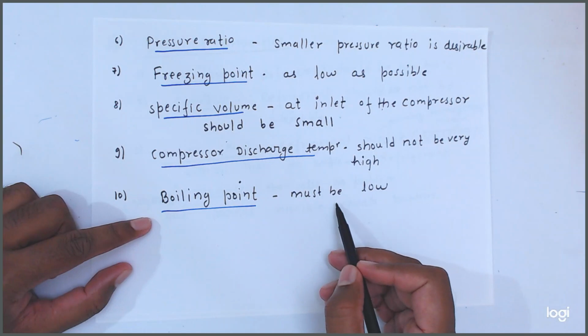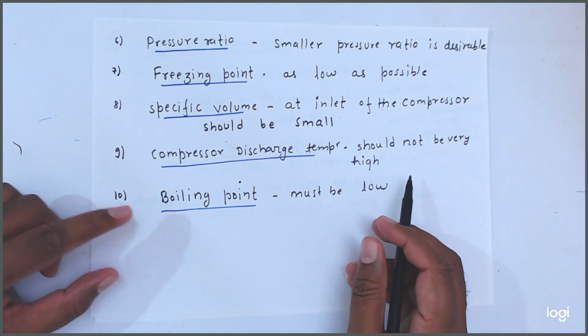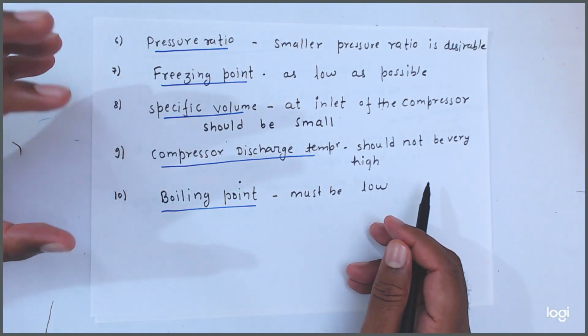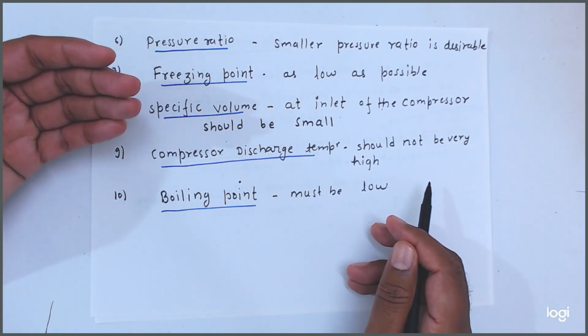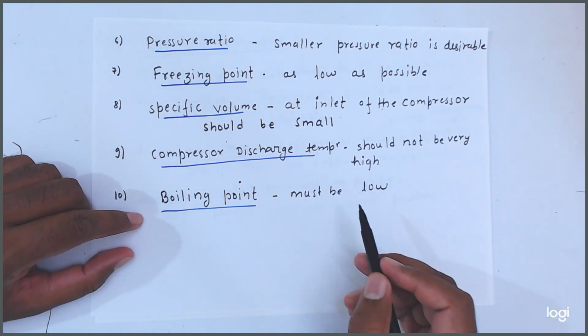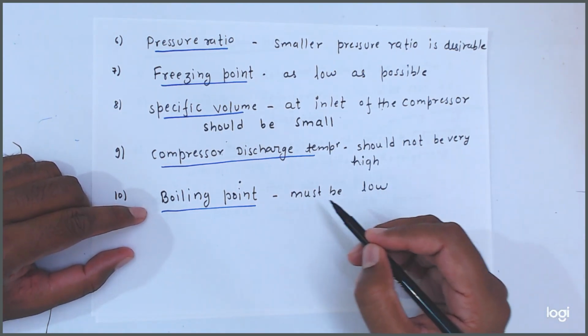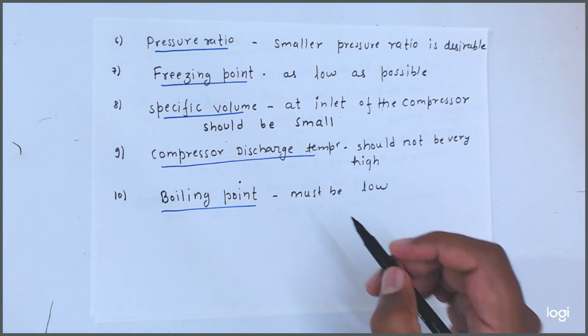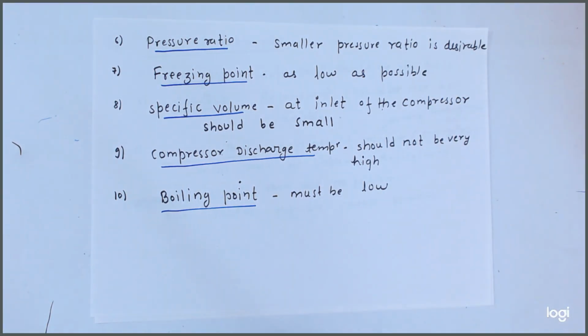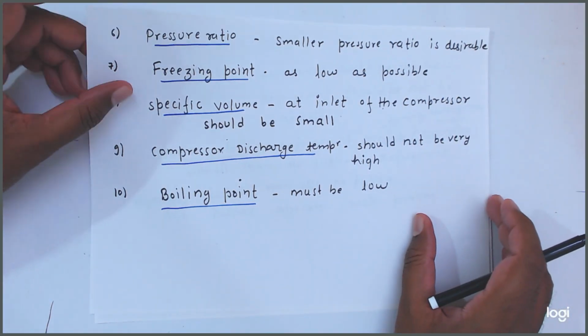Boiling point must be low. Why? Because the boiling point is low, it can easily take heat and come into the vapor form. So a small amount of heat is required to evaporate the refrigerant. So these all are the thermodynamic properties.